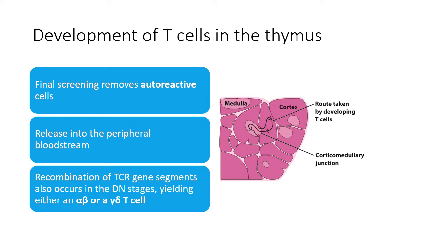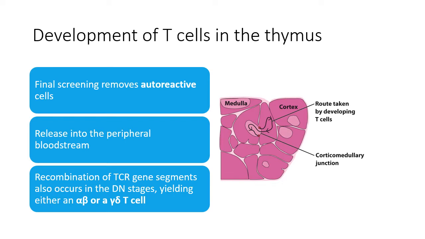But it won't become negative in the end? The only cells that do stay double negative for CD4 or CD8 are the gamma delta T cells. And I'll talk about those too when we get to that stage in their development.